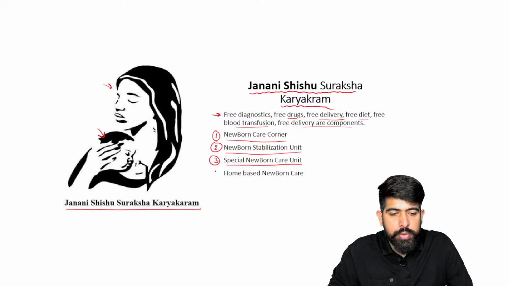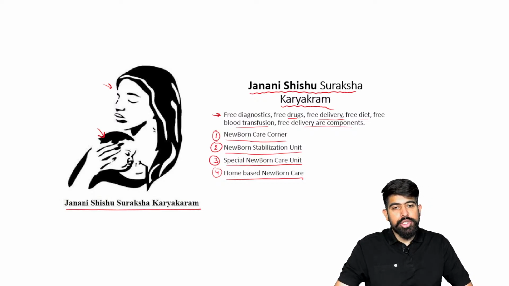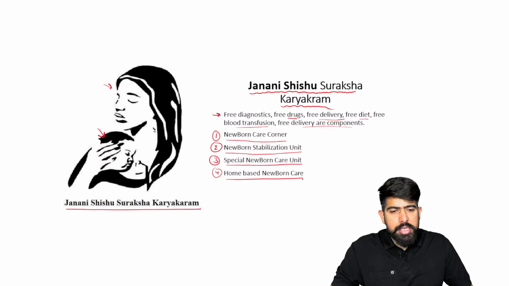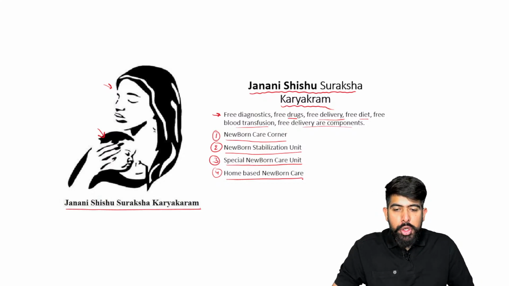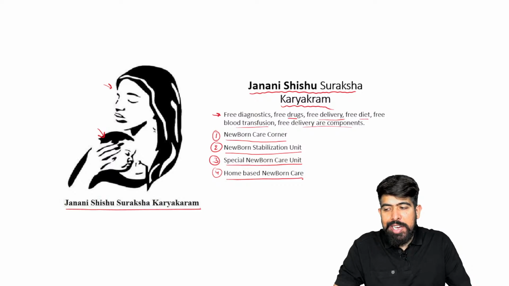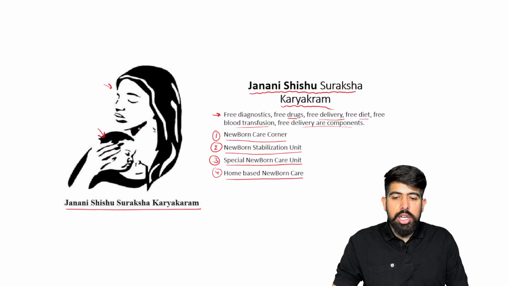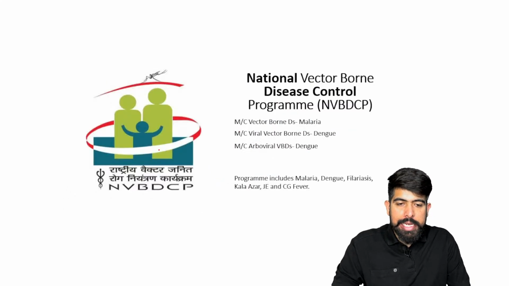And the last one, your fourth one, is home-based newborn care. So these are the four important things coming under this Janani Shishu Suraksha Karyakram. What are the four things? Newborn care corner, newborn stabilization unit, special newborn care unit, and home-based newborn care. I hope you will remember the logo of this particular program. All right, this is your Janani Shishu Suraksha Karyakram.